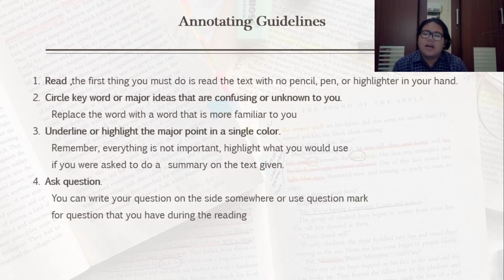Here are some annotating guidelines. First, read. The first thing you must do is read the text with no pencil, pen, or highlighter in your hand. Second, circle keywords or major ideas that are confusing or unknown to you. Replace the word with a word that is more familiar to you. Third, underline or highlight the major points in a single color. Remember, if everything is highlighted, nothing is important. Highlight what you would use if you were asked to do a summary of the text given. Fourth, ask questions. You can write your questions on the side somewhere or use a question mark for the questions that you have during the reading.